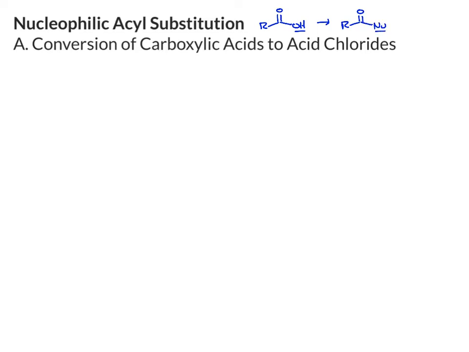The first one we're going to look at is conversion of carboxylic acids to acid chlorides. So let's just say we have propionic acid, and the reagent for this is SOCl2, thionyl chloride. And what the product is, the OH on the carboxylic acid ends up being a Cl.